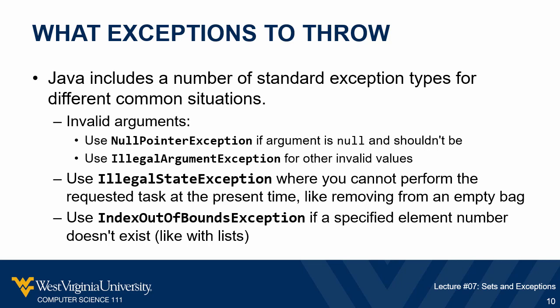For some data structures, we're going to have methods that are designed to take index numbers to retrieve values or set values. We'll see these especially when we get into lists. Index out of bounds exception, which is commonly used with arrays, also gets used in a lot of these cases where we're passing a number that maybe isn't a valid index.